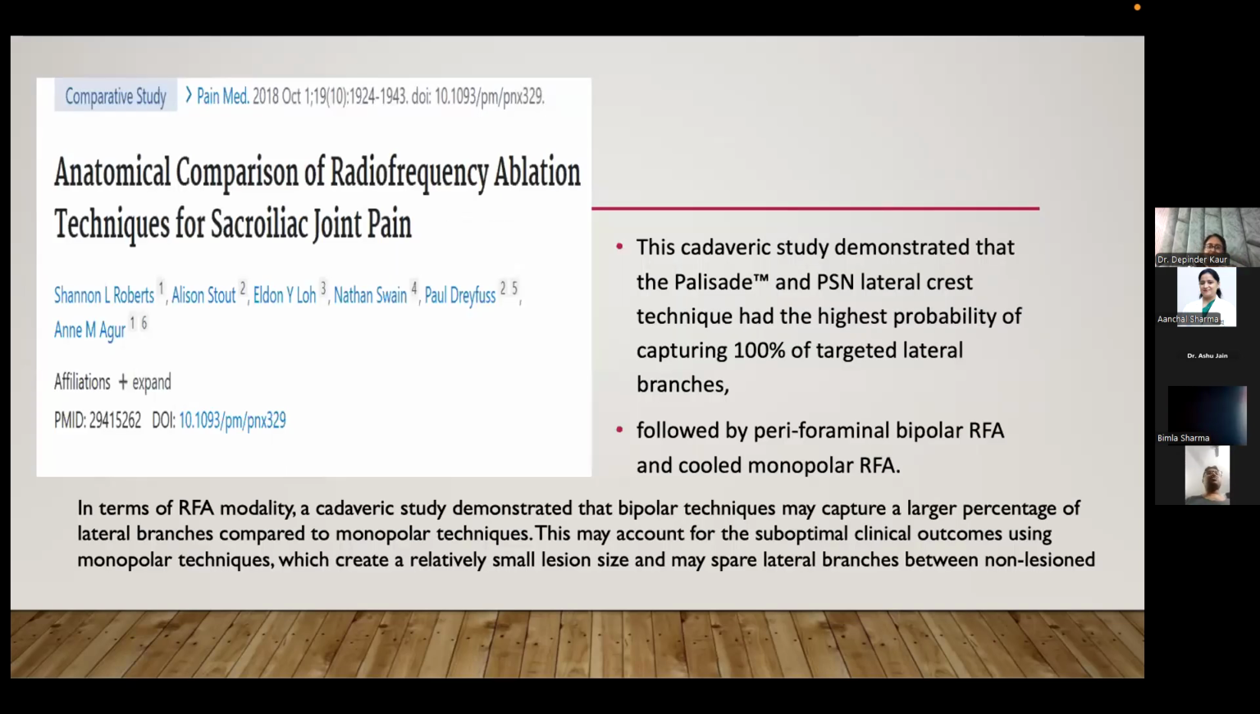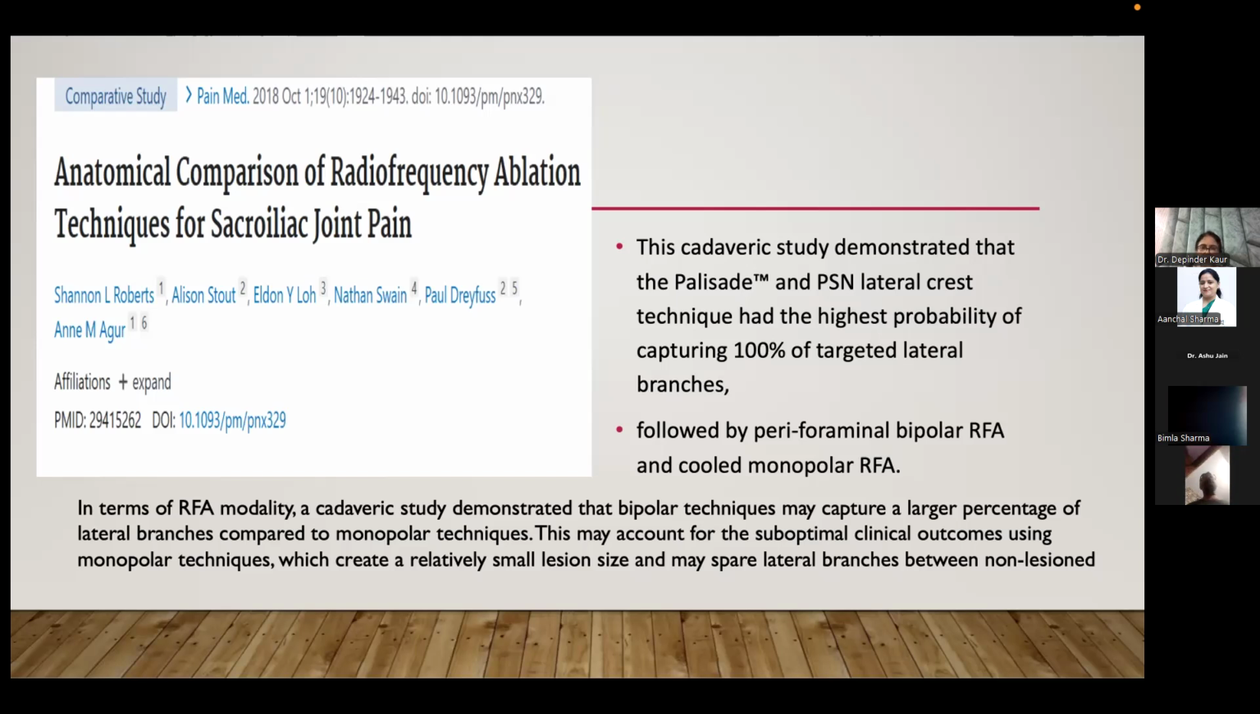Before concluding which technique is better, because it has not been stated till now which radiofrequency ablation technique is better, we should go through this anatomical study, which is a cadaveric study comparing radiofrequency ablation techniques for SI joint pain. In this study, 7 techniques were compared. Among all of them, the palisade technique and the posterior sacral network lateral thrust technique have the highest probability of capturing the targeted lateral branches, right?